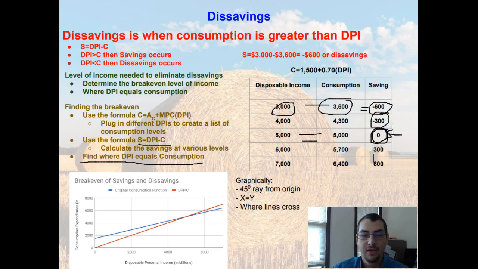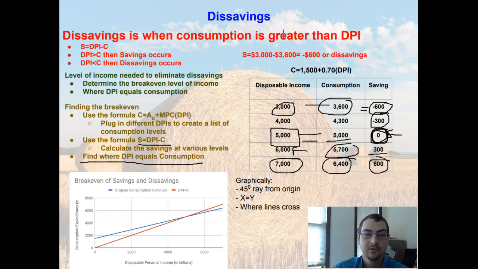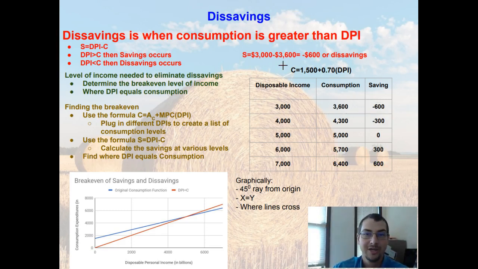So whenever we're trying to find that break-even level of disposable personal income, well, we could find it where there's a savings of 0. So what that basically means is that that break-even level of income is $5,000. If you're making $5,000, you're spending $5,000. But lo and behold, if you make over $5,000, let's say $6,000, oh, you're only spending $5,700. You now have savings. Same thing for $7,000. Consumption of $6,400. You have a savings of $600. So real quick, that's the mathematical way to find that.